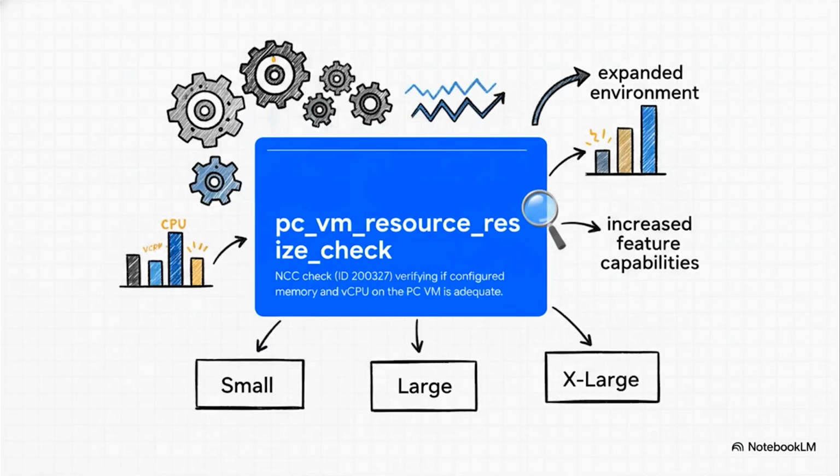Now, on the flip side, for ongoing monitoring, we have the Nutanix Cluster Check, or NCC. NCC constantly runs check ID 20327 to make sure your PC VM isn't starving for resources. This is specifically called the PC VM Resource Resize Check. So, while the previous check is your gatekeeper during an upgrade, this NCC check is your everyday dashboard warning. If your current features demand more resources, say you've expanded your environment, this check is going to flag a failure, letting you know your memory and virtual CPU, or vCPU, are inadequate for your small, large, or X-large PC variant.